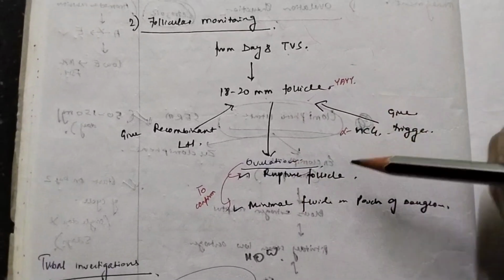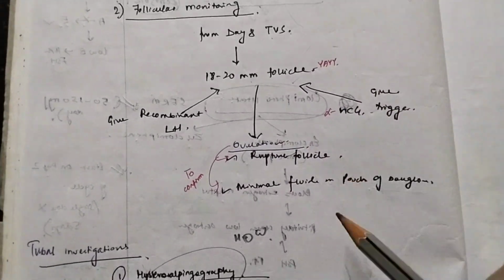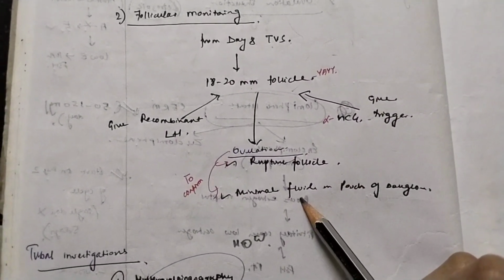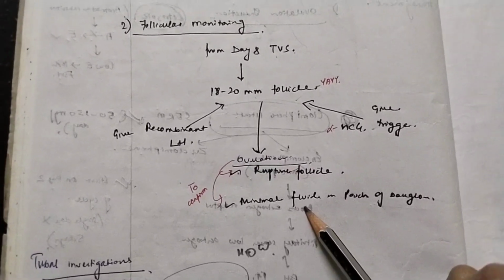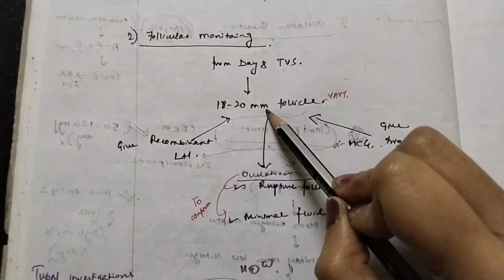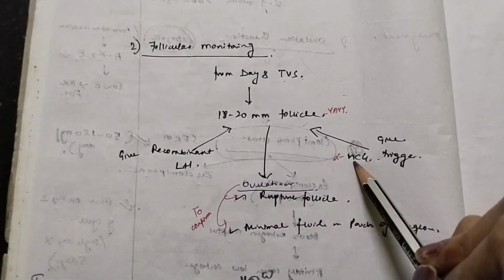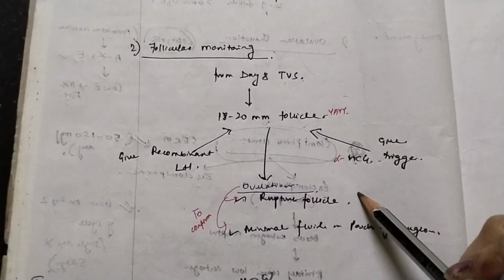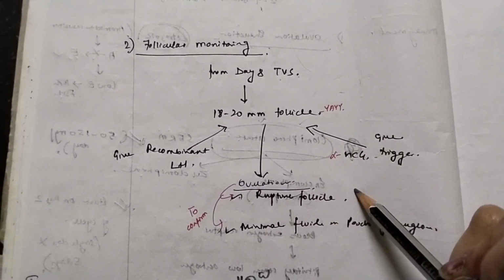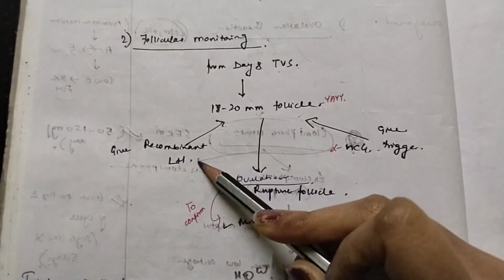कैसे पता चलेगा ovulation हो रहा है? There will be a ruptured follicle, there will be minimal fluid in the pouch of Douglas, and there will be a triple line endometrium as well. और एक चीज कर सकते हो follicles को stimulate करने के लिए, you give alpha HCG because alpha HCG stimulates the luteinizing hormone and that can cause an LH surge. You can also give recombinant LH in this step.